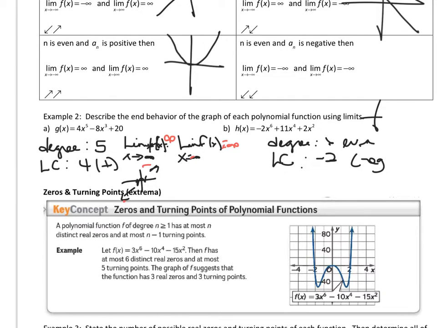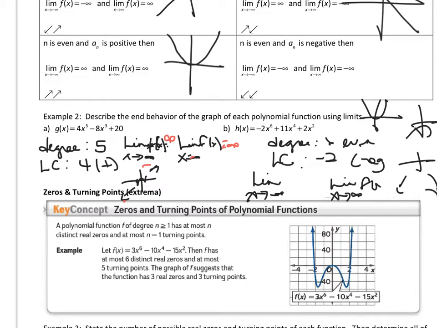So think about a parabola. When it's positive, it's going this direction. When it's negative, it's going that direction. So this graph is doing something like this. We know it's going down for both of them. So the limit as x approaches negative infinity and the limit as x approaches positive infinity are both going to be going to negative infinity because this graph is going down.